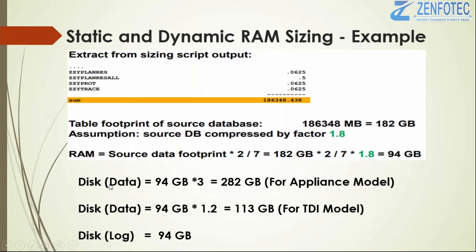For the disk, this is the calculation for the uplines, this is for the TDI, and this is the logs. As per the formula, the logs should be half of your RAM, but half would be less than 50 GB, which is very less. As a basis, we give more space for the log, otherwise we will face issues. So here I consider the same size as the RAM.